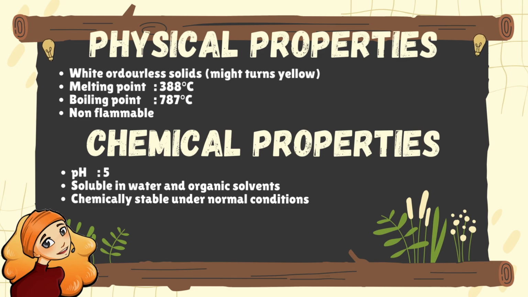Cadmium iodide is non-flammable. The chemical properties of cadmium iodide: it has a pH of 5. It is very soluble in water and soluble in organic solvents. It is also chemically stable under normal conditions.